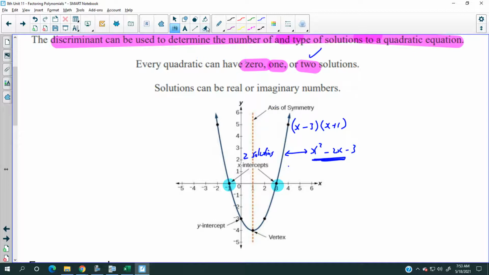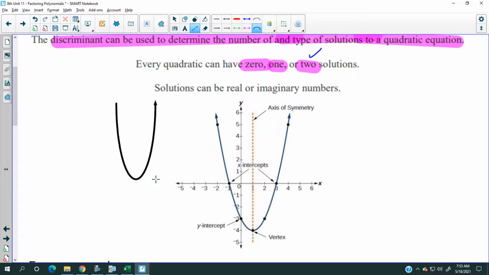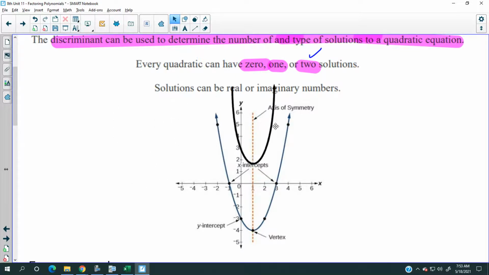So what would a 1-solution graph look like? Let me erase all of this. What would a 1-solution graph look like? Let me make a curve then. I think this will do. Yeah, there we go. Man, I'm a genius. Now a 1-solution graph might look something like this, where it's just touching in one spot here, okay?